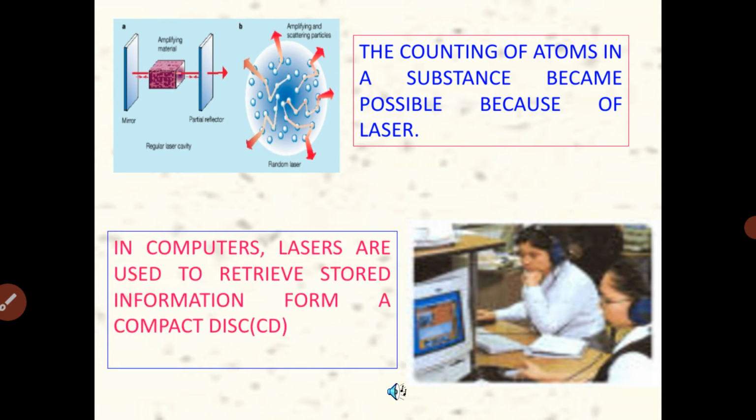Next, we can also use these lasers in computers. In computers, lasers are used to retrieve stored information from a compact disc, that is the CD. We can also use it with the DVD. These lasers are used to retrieve the stored information, meaning to collect or play this stored information, which is visualized by using this laser light.